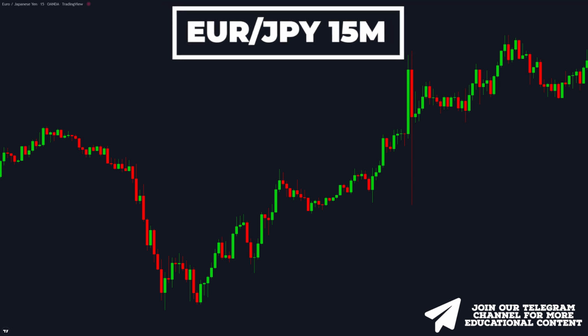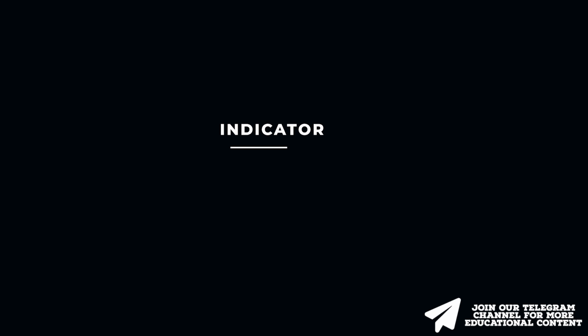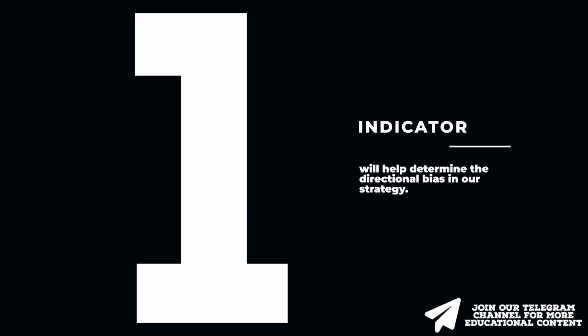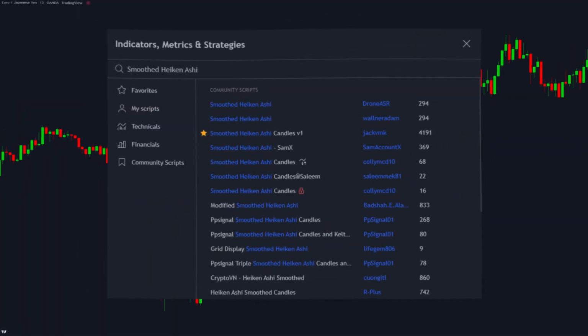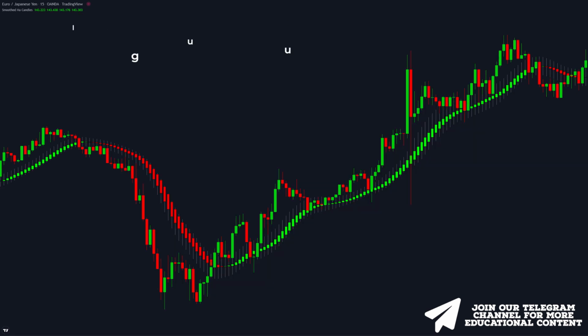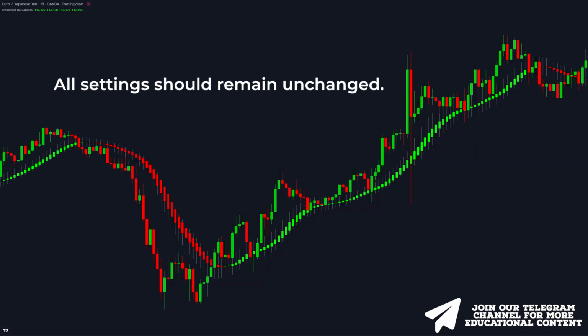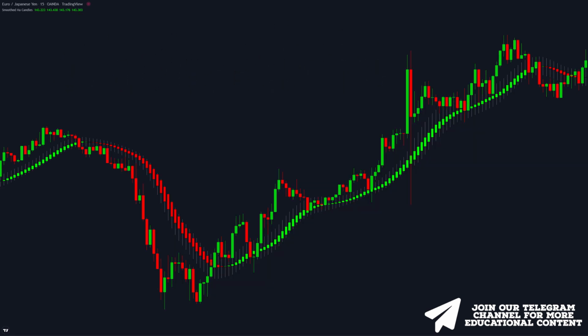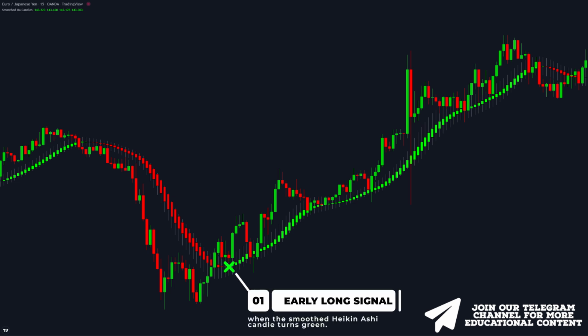As always, let's initially add the first indicator, which will help determine the directional bias in our strategy. Go to the indicators, type smoothed Heikin-Ashi candles, and choose this indicator. In this case, all settings should remain unchanged. With that, when the smoothed Heikin-Ashi candle turns green, it gives an early signal for the trade long.